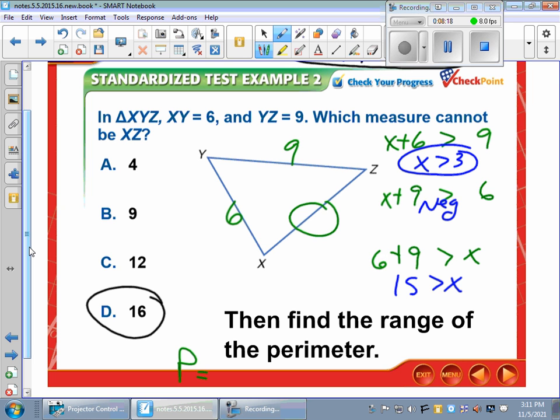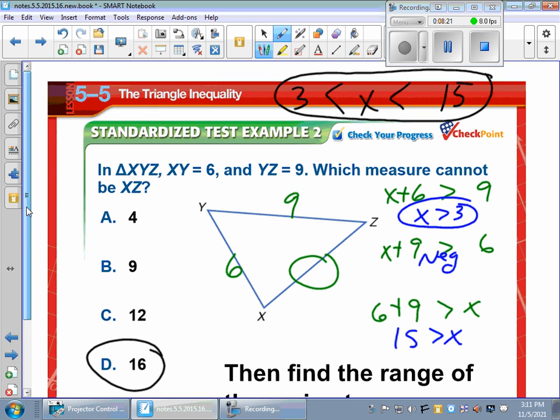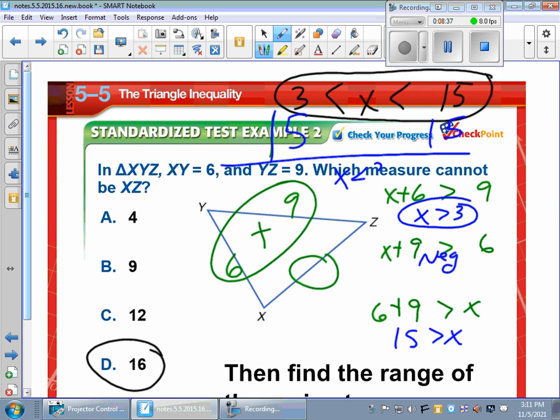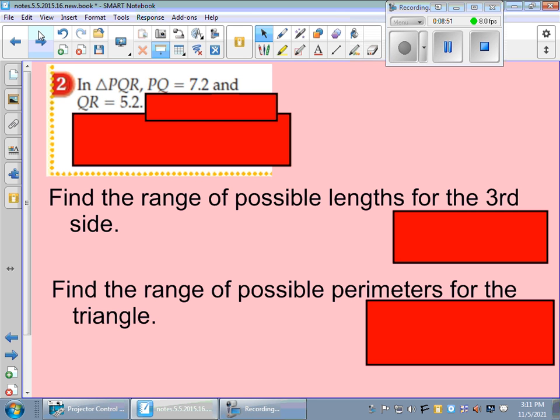Well, if you think about the range, what distances do we already have? You already have 9 plus 6. What's 9 plus 6? That's 15. So if you take 15 and add 15 to both of these numbers, that gives me a new range. X is less than 30 and X is greater than 18. That gives me a range of my perimeter. My perimeter will be between 18 and 30. So if we wanted to find the perimeter, that's the next step in the process.